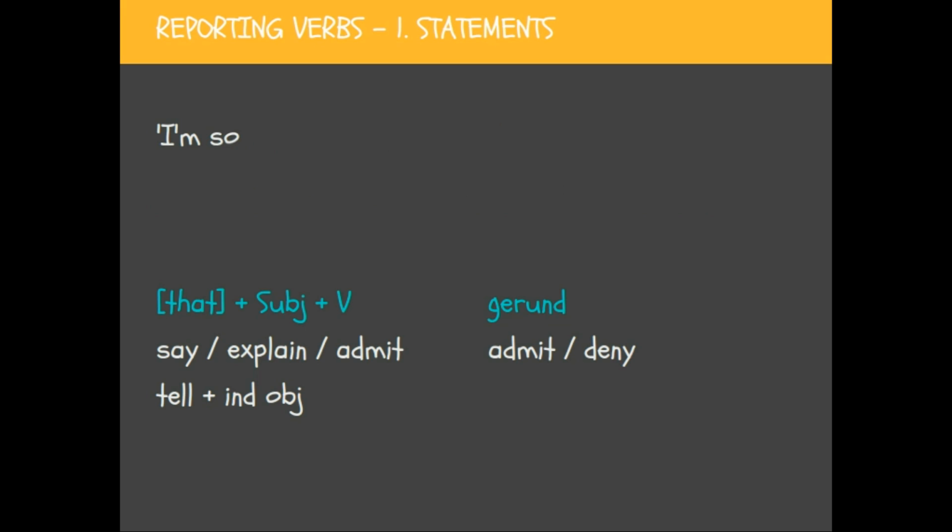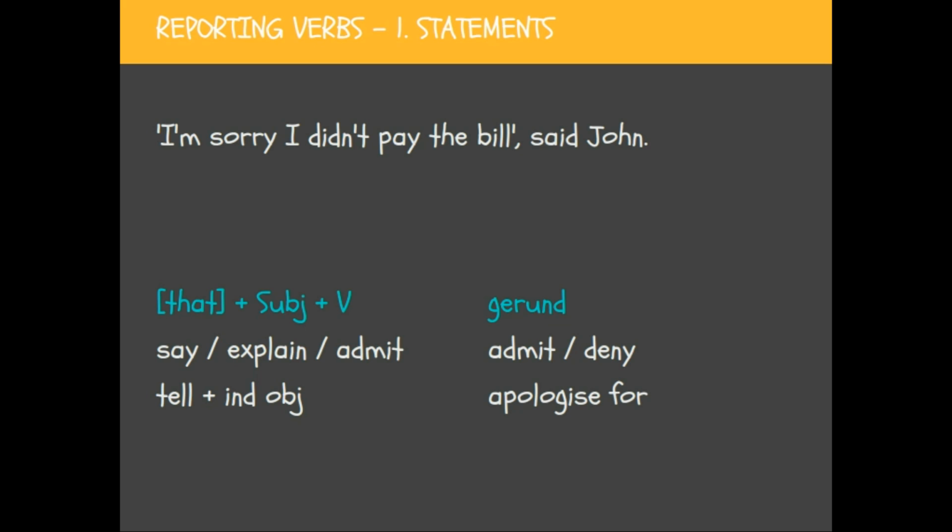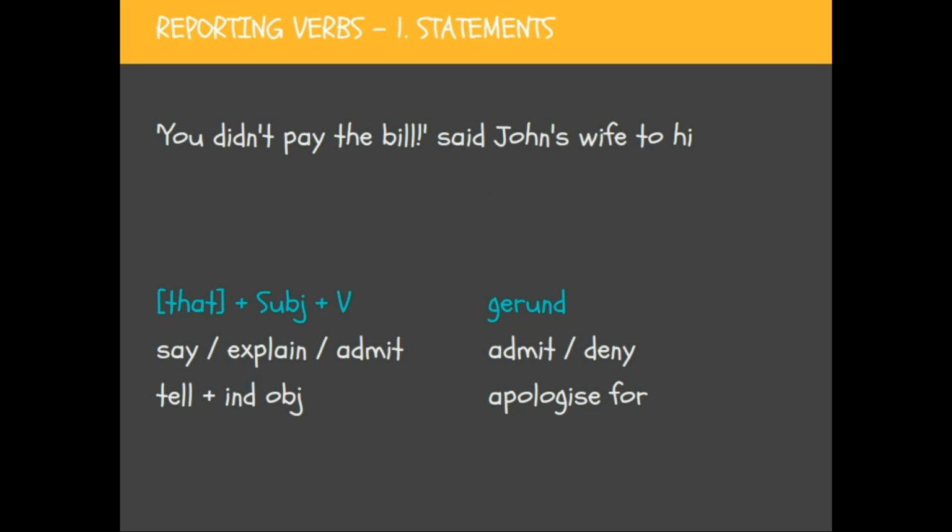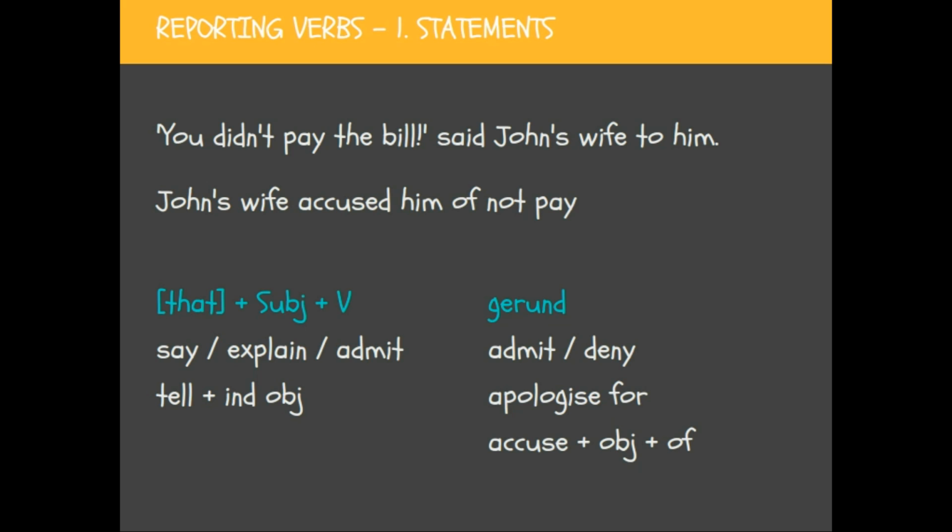I'm sorry I didn't pay the bill, said John. Here we can use the verb apologize with the preposition for. John apologized for not paying the bill. You didn't pay the bill, said John's wife to him. To report this statement, we can use the verb accuse with the preposition of. John's wife accused him of not paying the bill.